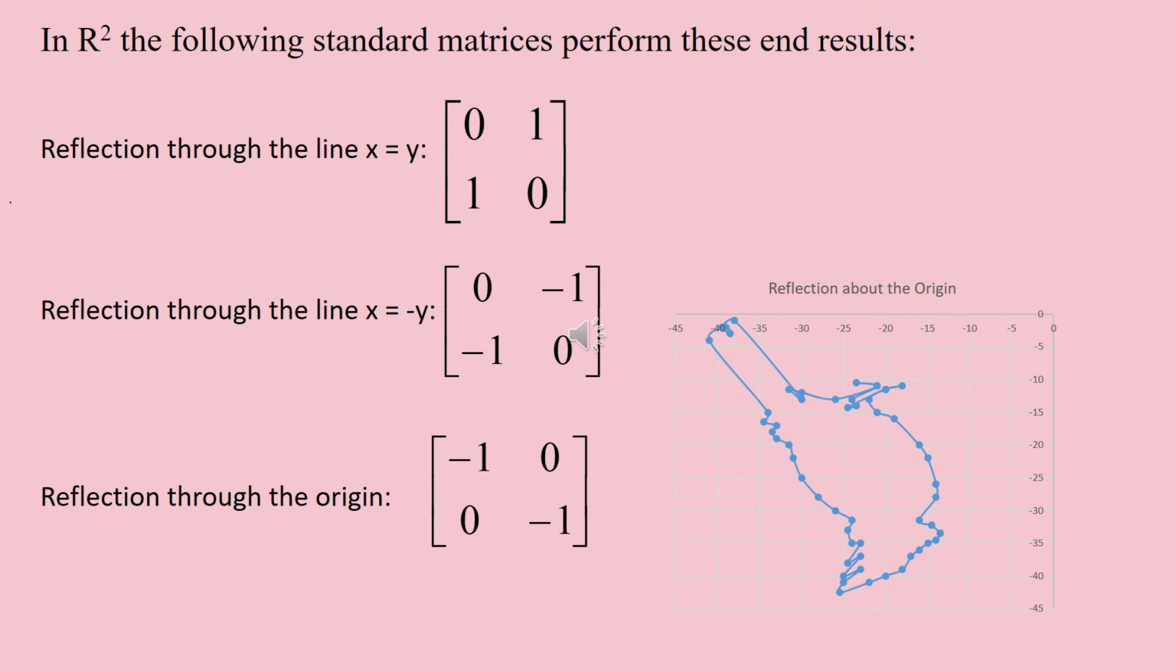A few other useful transformations. One is a reflection through the line x equals y, and that's accomplished by first column 0, 1, second column 1, 0. You can also reflect across the line x equals negative y, and that would be accomplished with first column 0, negative 1, second column negative 1, 0. And a reflection about the origin, which means you flip across the y-axis and you flip across the x-axis, you flip across both, is accomplished by first column negative 1, 0 and second column 0, negative 1.